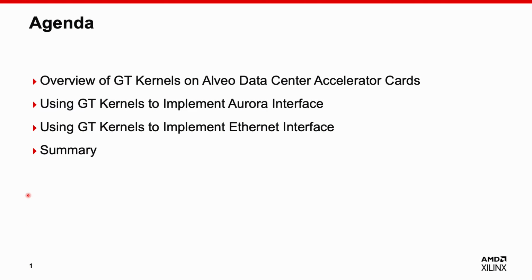There will be 4 parts here. First, we will take a quick look at the functions of the GT Kernels on Alveo Data Center Accelerator cards. Second, I will introduce the Vitis Flow to implement Aurora interface on Alveo with GT Kernels in detail. Then I will briefly introduce the Vitis Flow to implement Ethernet interface on Alveo with GT Kernels. Finally, some key points are given as a summary.